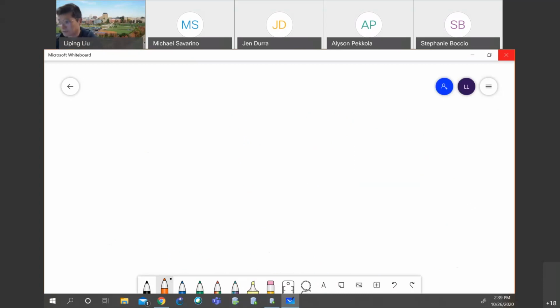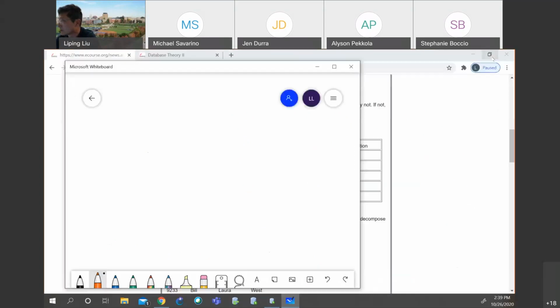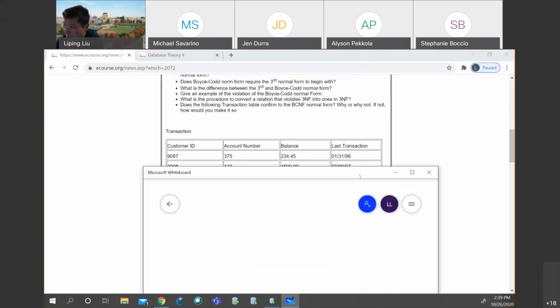Okay, so let me try and put the question in front of this. We have customer ID, account number, balance, so let's try to think of any functional dependencies. According to the definition of Boyce-Codd normal form, each determinant must be a key. So that key here is any candidate key.